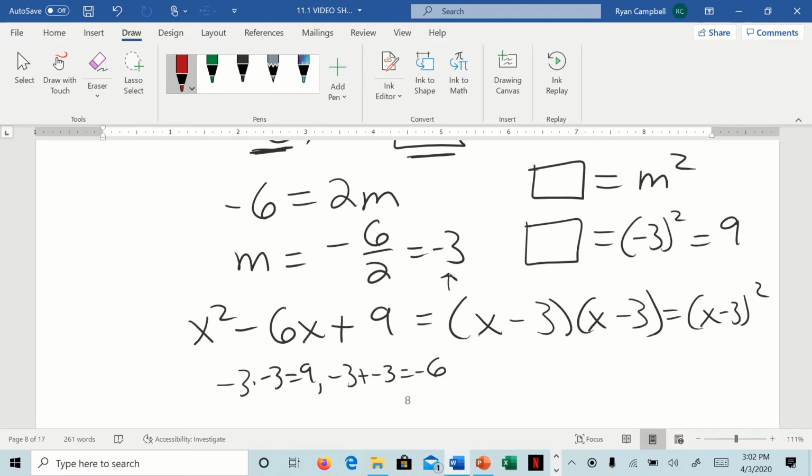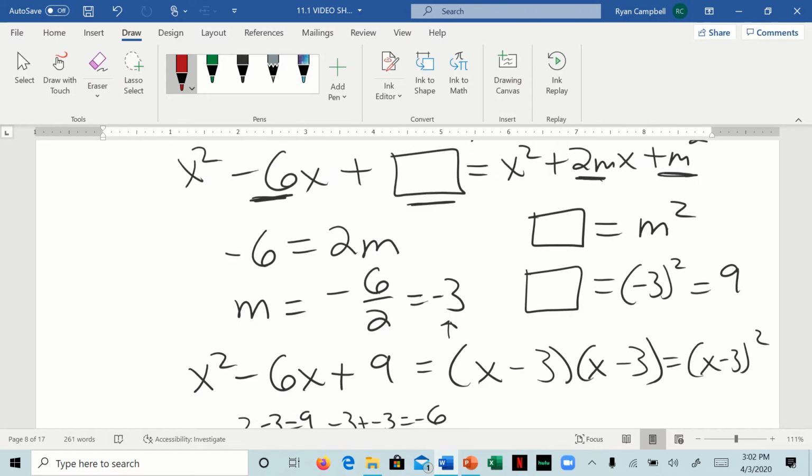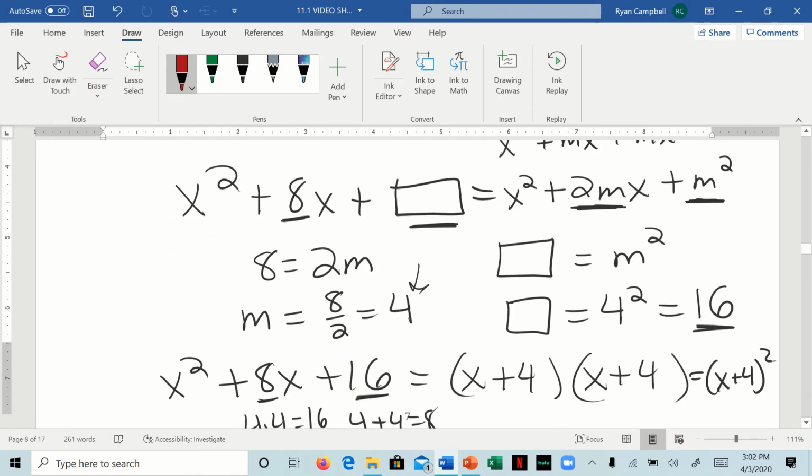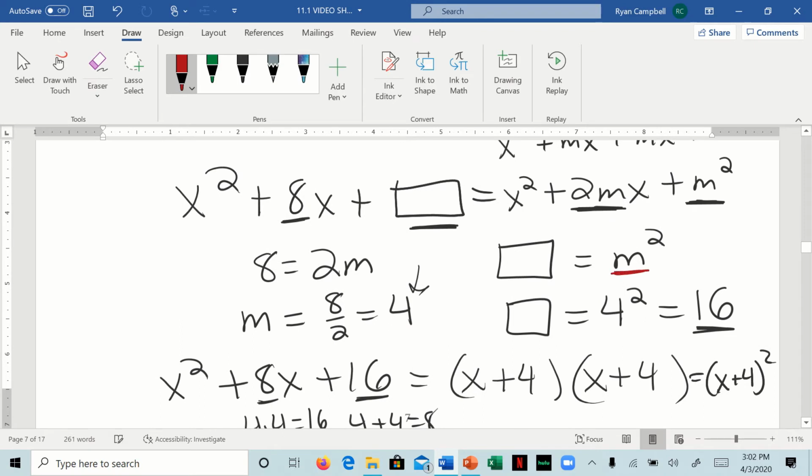All right, so let's see, what did we do to get this number? How did we figure this number out? Let's go back to the first one. So we saw that it is m squared. And how did we get m, right? M was this number divided by 2, right?